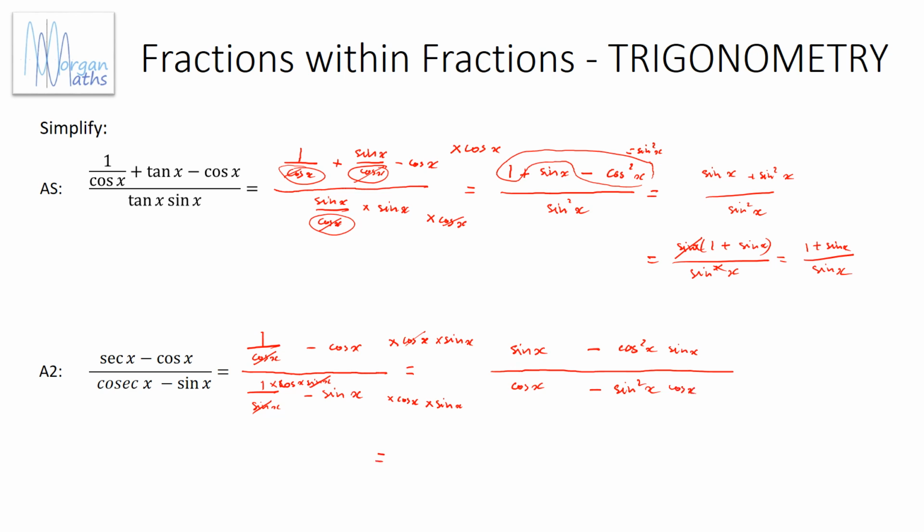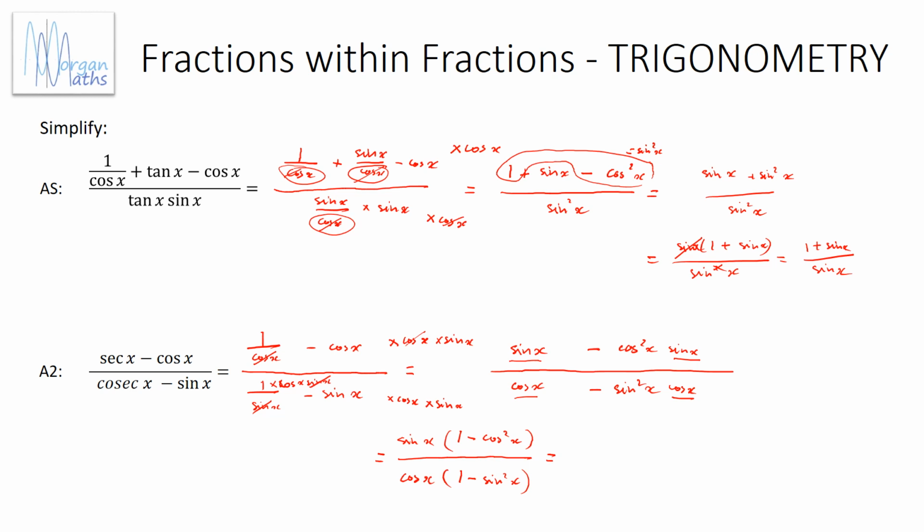Right, what could we do next? Not obvious, but we've got some sine everywhere at the top, we've got some cos everywhere at the denominator, so we could do a little bit of factorizing. So we're going to have sine x, and then we'll be left with 1 minus cos squared x, which I recognize straight away as sine squared x, by the way. At the denominator, we're going to factorize cos x, and that's going to give us 1 minus sine squared x, which I recognize as cos squared x.